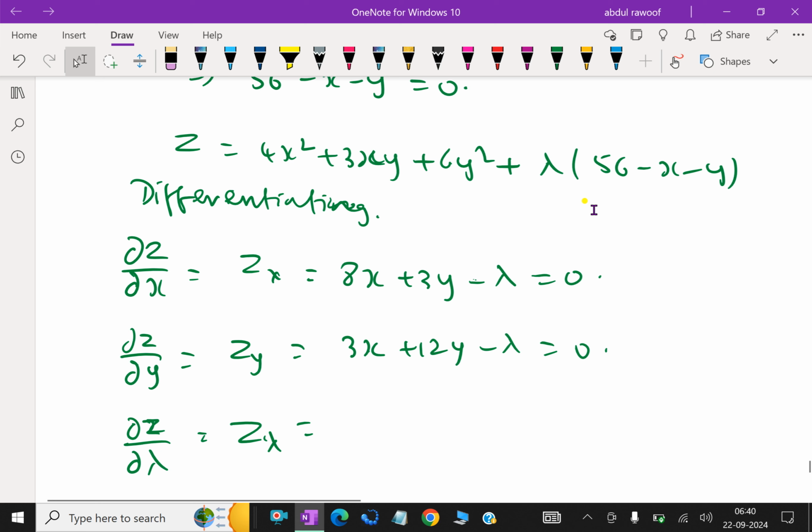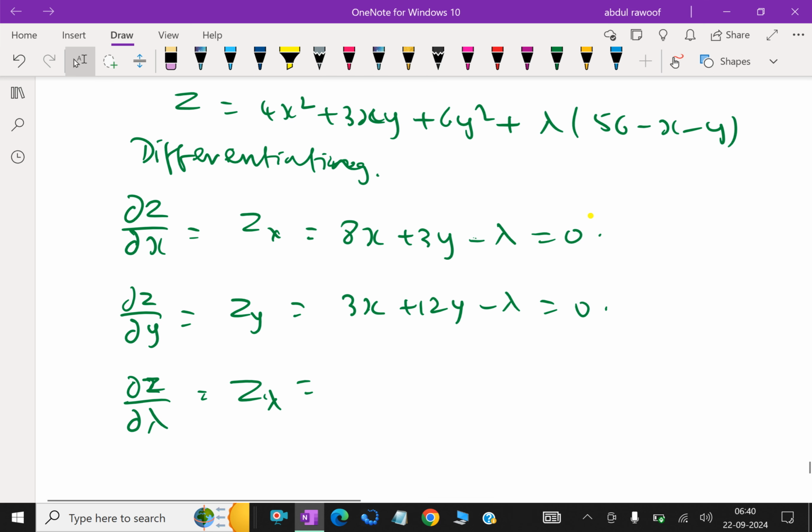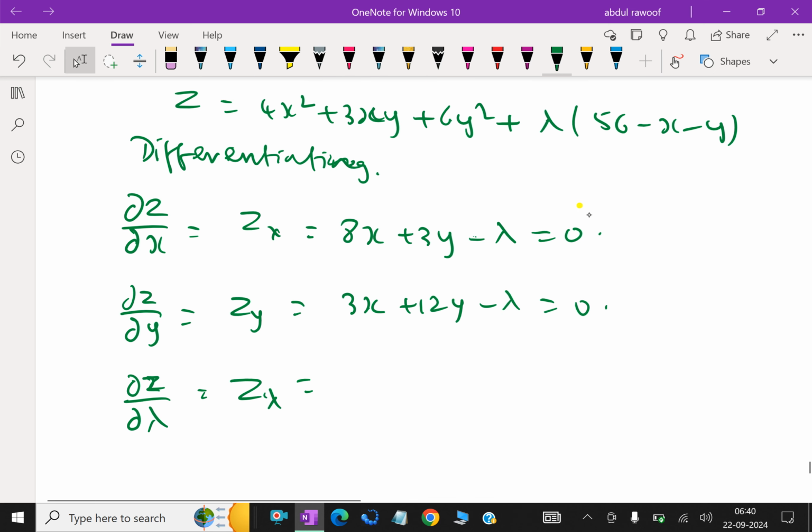The derivative of 56 lambda with respect to lambda is 56, minus x minus y equals 0. These are three equations, a linear system. So we have to solve these three equations. We can get x, y, lambda.